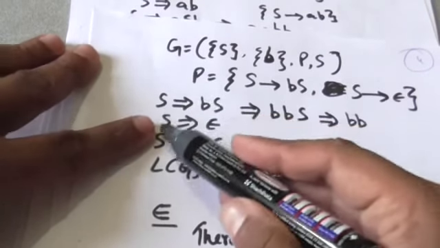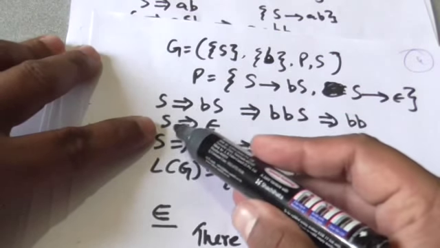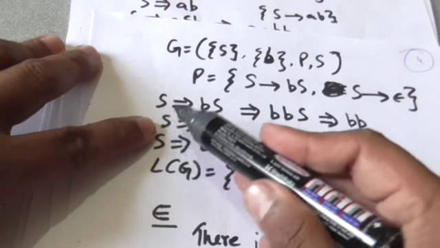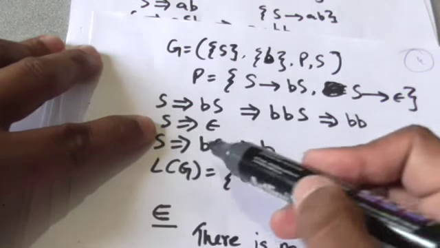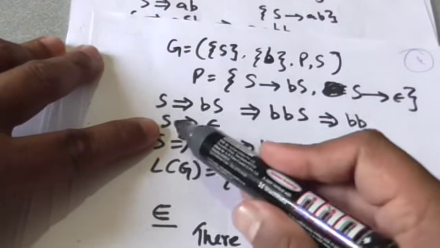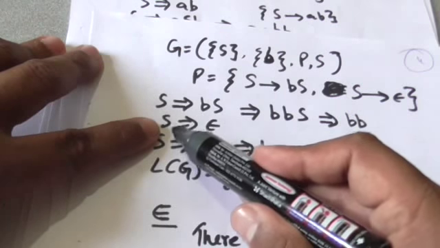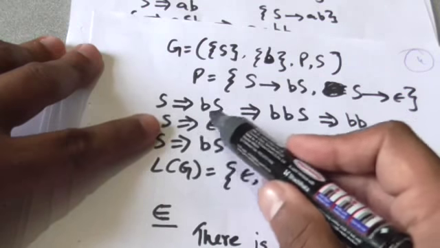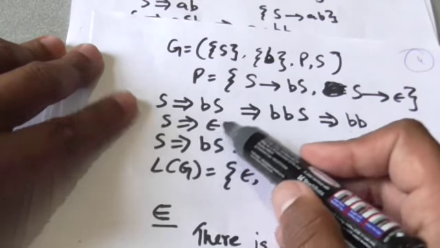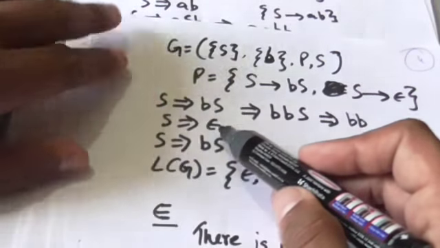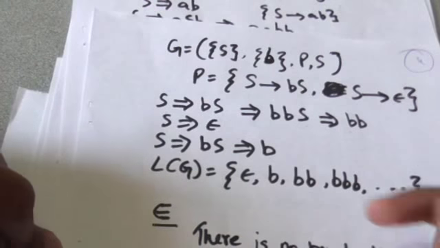Here there is another derivation. As we should start from S, I have started from S. I have applied the production rule S derives empty, so S is replaced by empty. So the empty string should also be present in the language of grammar G.